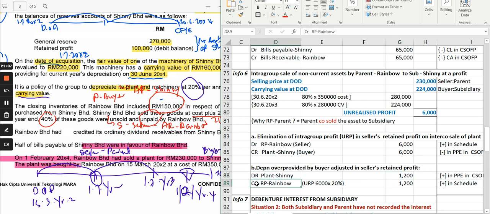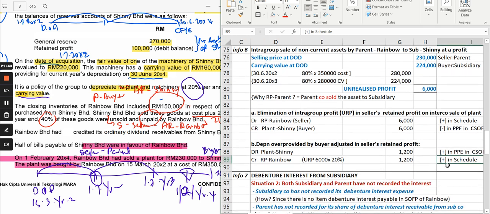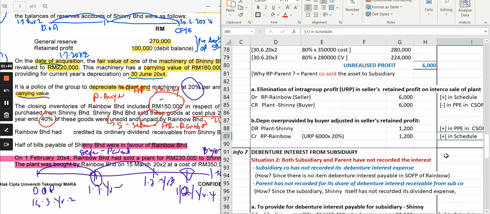So you will reduce the retained profit with the depreciation. How do you reduce? You credit the retained profit of the seller with the depreciation of the buyer that has been over-provided. Remember, we are looking at the group point of view. So 1,002 should be adjusted, debit to the plant, since there is no accumulated depreciation. The plant account of Shini is just at the carrying value. So go and add that, because debit means to add, right? Increase the plant and machinery. Credit retained profit, that will also increase the income, the net profit later in the schedule.